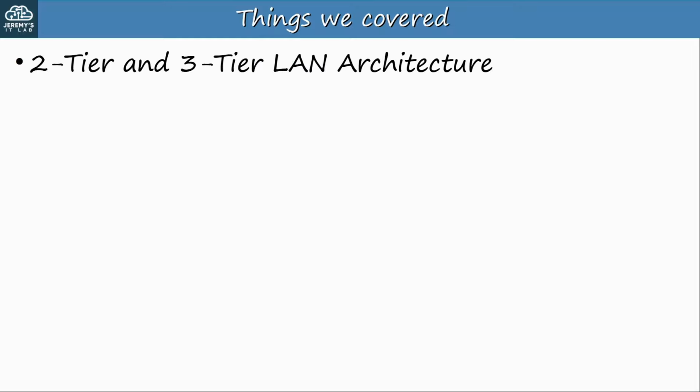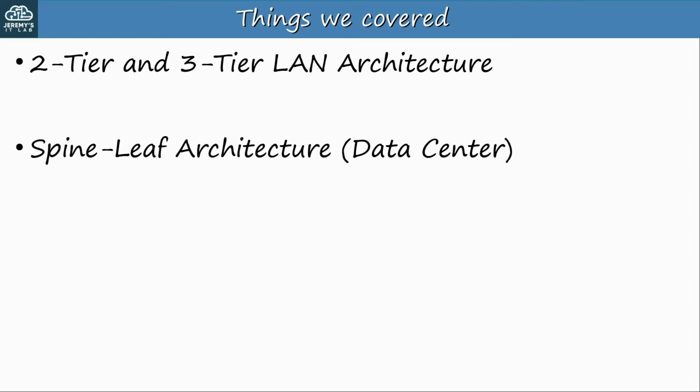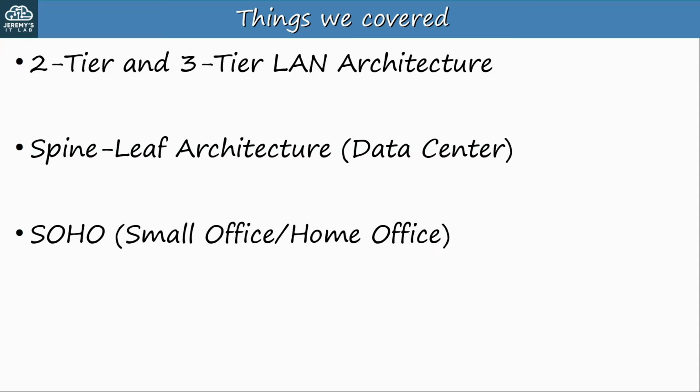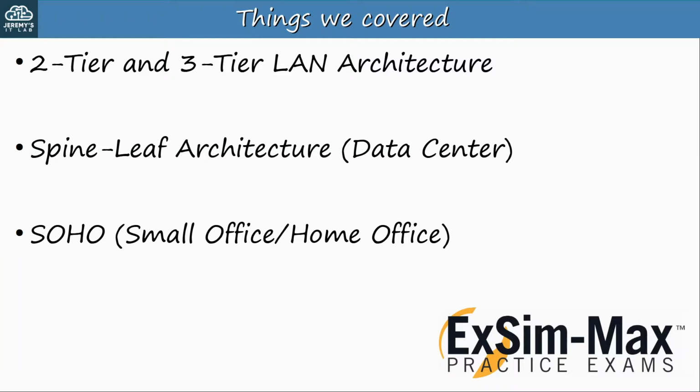Here's a review of what we covered in this video. First, traditional 2-tier and 3-tier LAN architecture. Make sure you know the 3 layers: access, distribution, and core, and their basic characteristics. Then I introduced spine leaf architecture, which is common in modern data center environments. Again, make sure you know the basic rules of spine leaf and its characteristics. Finally, we took a brief look at SOHO, small office home office networks. They are small networks that typically have a single networking device that provides them with routing, switching, security, and wireless access.